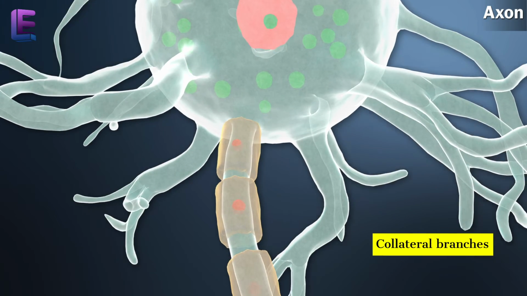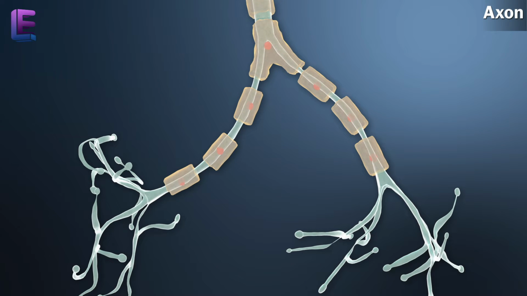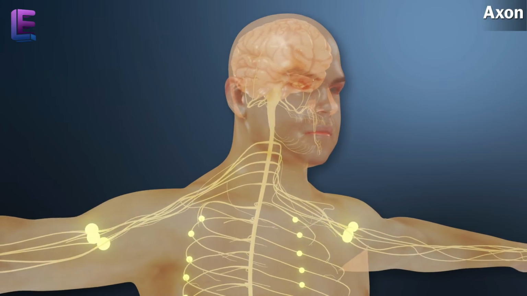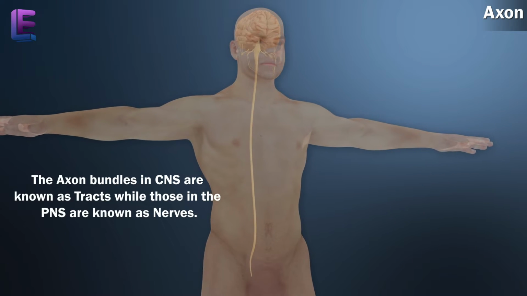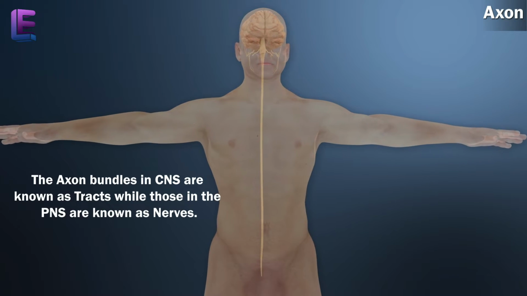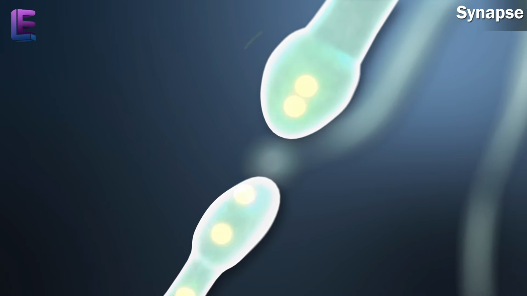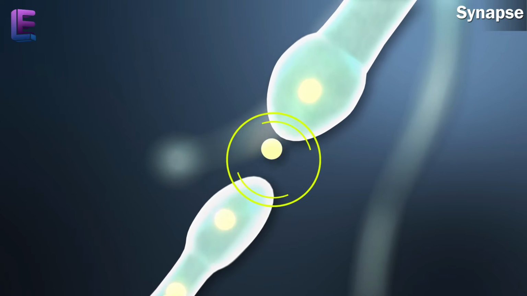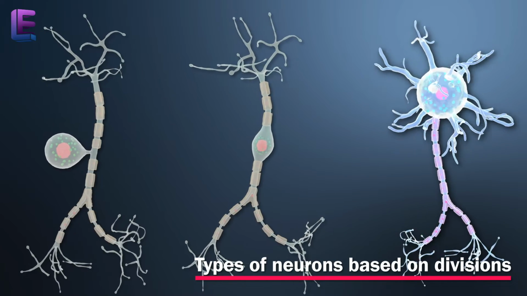The axon forms collateral branches. The axon forms small filamentous structures called telodendria, which end as synaptic knobs. The axon transmits the impulse to other neurons and muscle fibers. The axon bundles in the CNS are known as tracts, while those in the PNS are known as nerves. Synapse. The subtle gap between the axon terminal of the previous neuron and the dendrite of the next is known as the synapse.